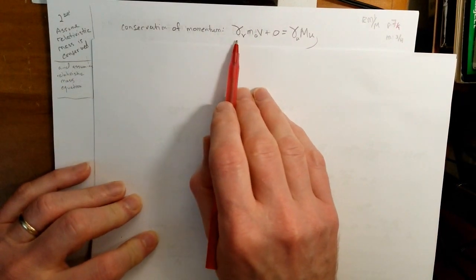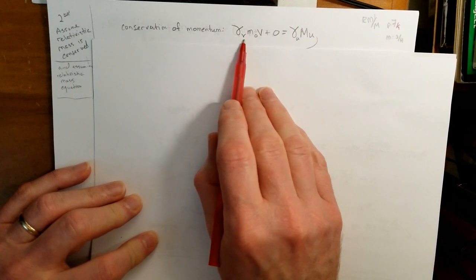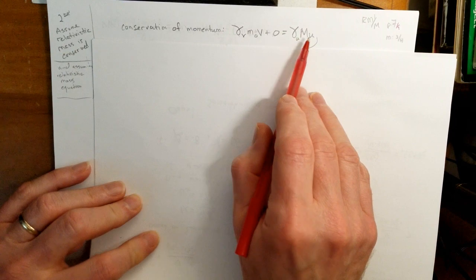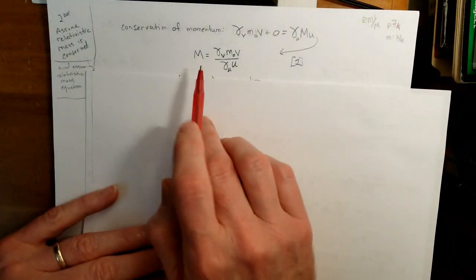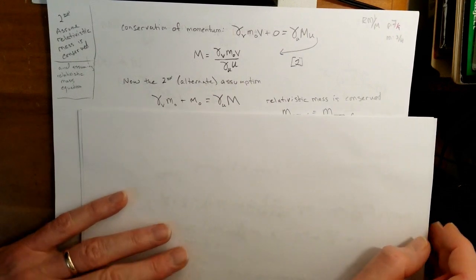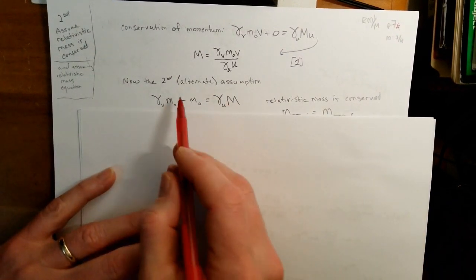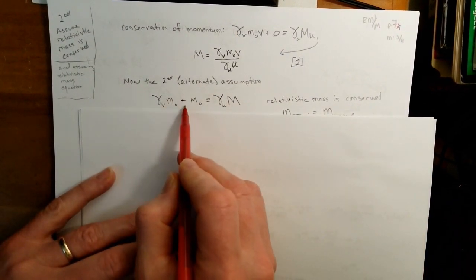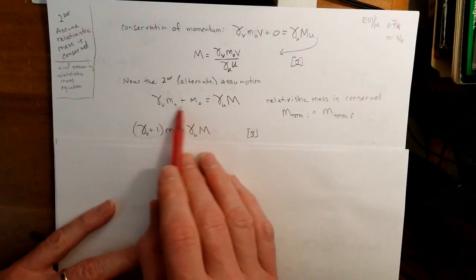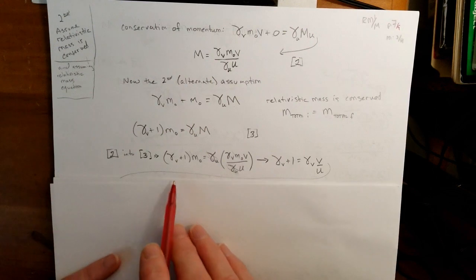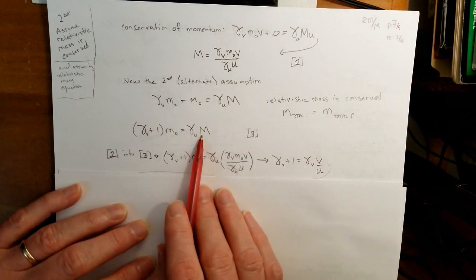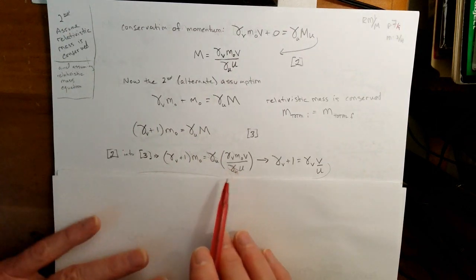And so with conservation of momentum, we start out again with gamma sub v m0 v is equal to gamma sub u big M u. And so big M would have to be equal to this. The alternative assumption is the relativistic mass is conserved. So gamma sub v m sub naught plus m sub naught is equal to gamma sub u big M. Factoring out m sub naught. And then we take this equation right here, plug it in for big M. We end up with this.